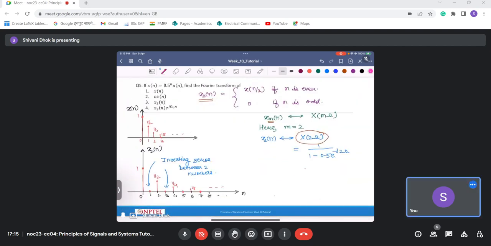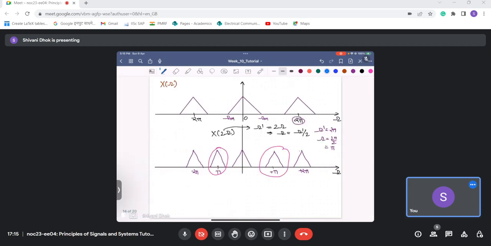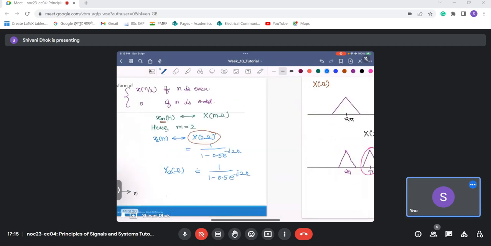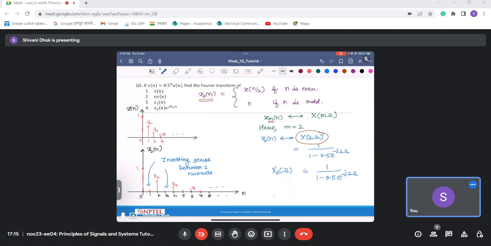So this is the answer for this question. This x2 of omega is equal to 1 upon 1 minus 0.5 e power minus j2 omega. Okay. Now let us look at this fourth one. I'll try to squeeze it in this part only. So what I have been given is x2 of n e power j omega naught n. This is basically the frequency shift property.